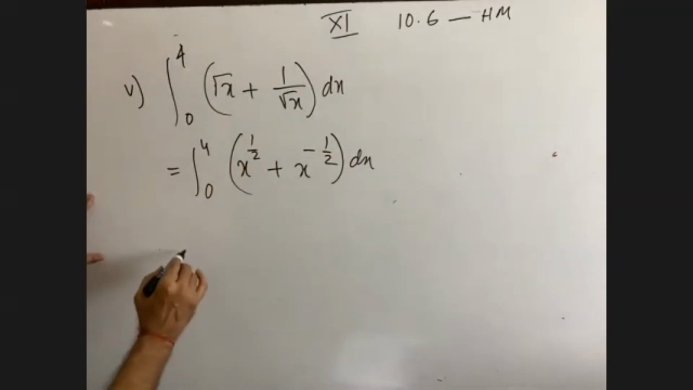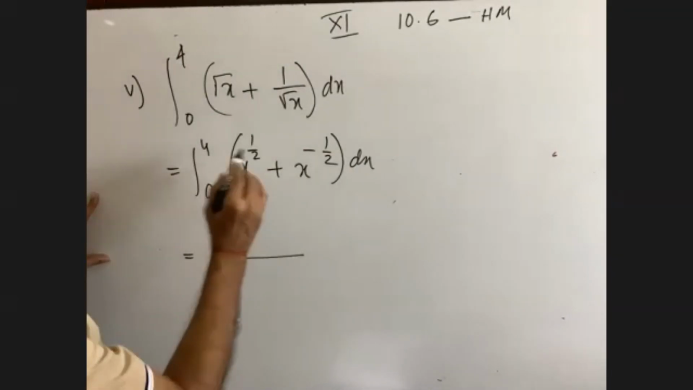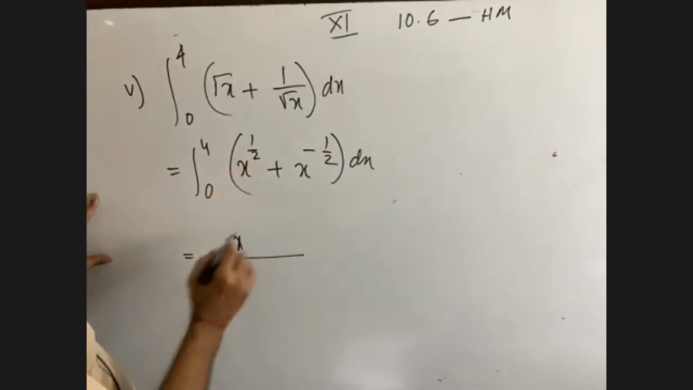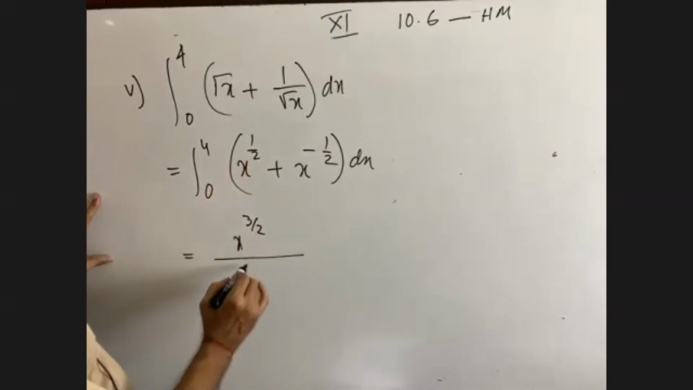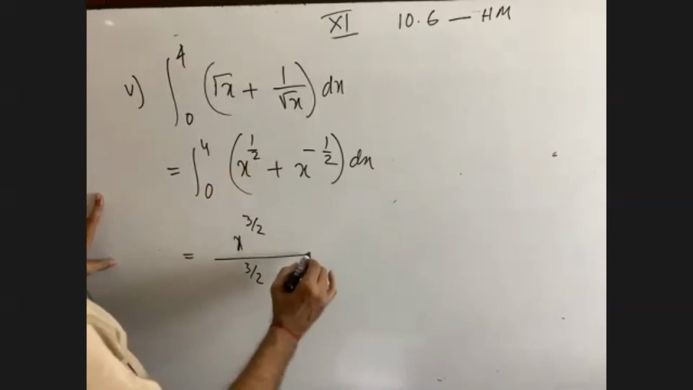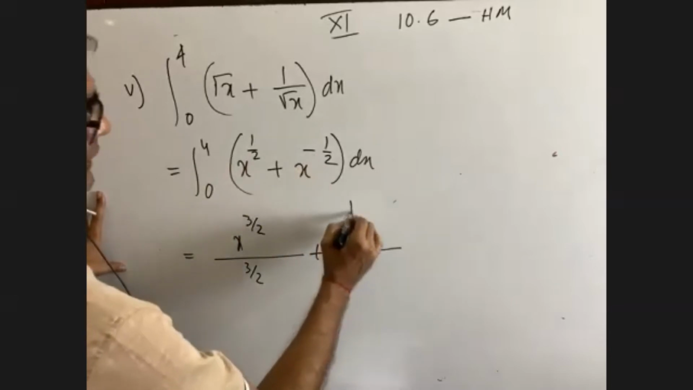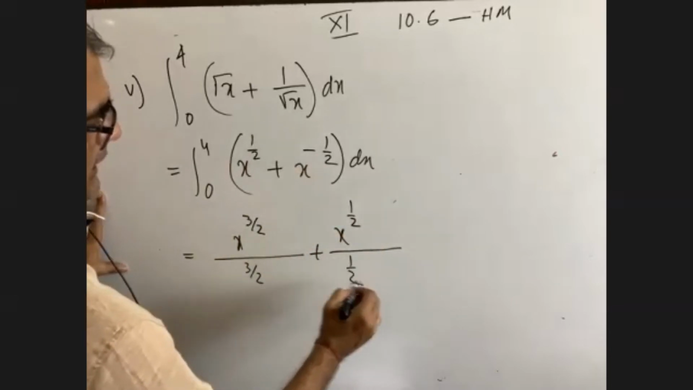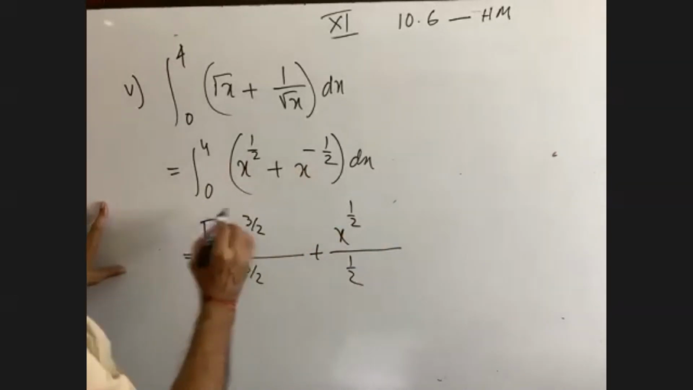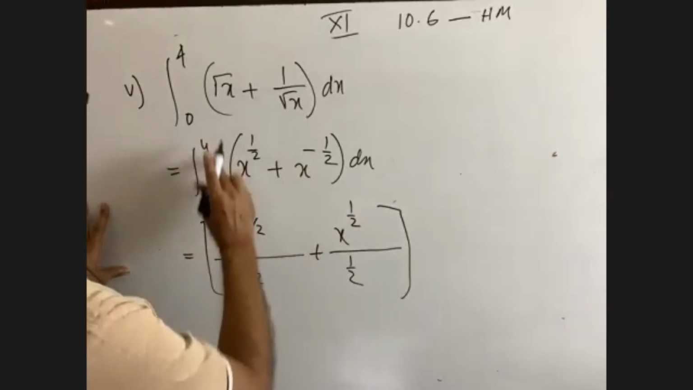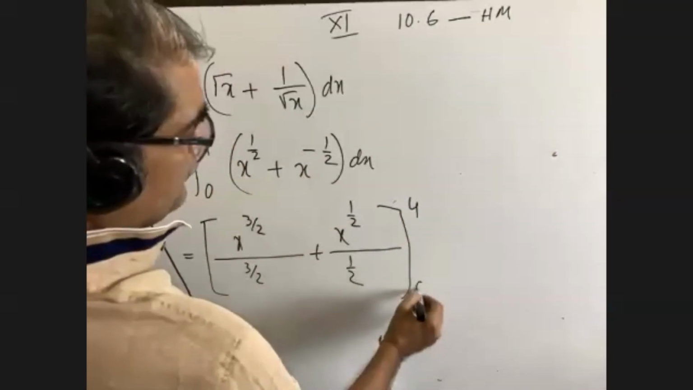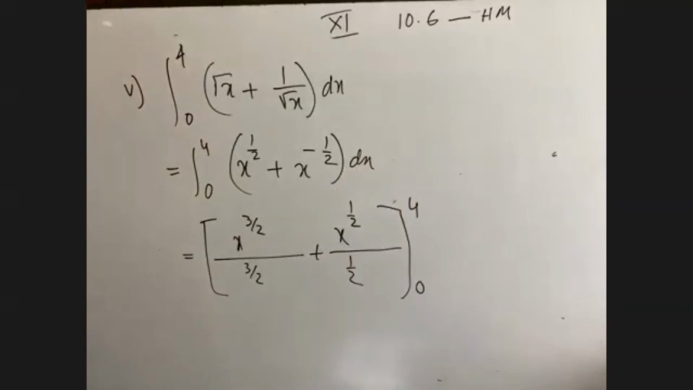So x to the power half, that means what? x to the power half plus 1, 3 by 2 by 3 by 2. x to the power minus half plus 1, that is half, that is by half. Top to bottom, third bracket, it is 4, 0. Talk to me where you have failed to understand.